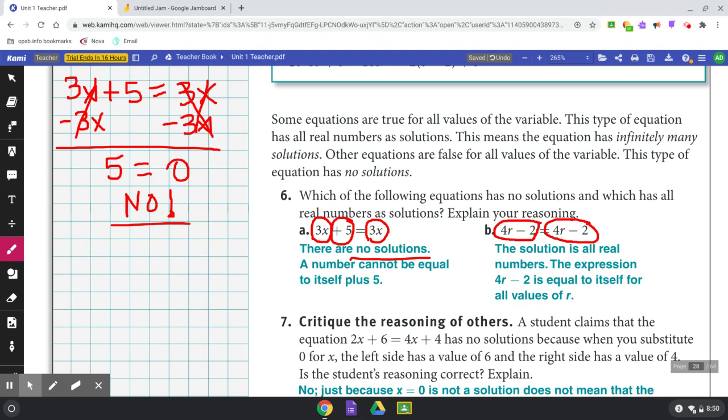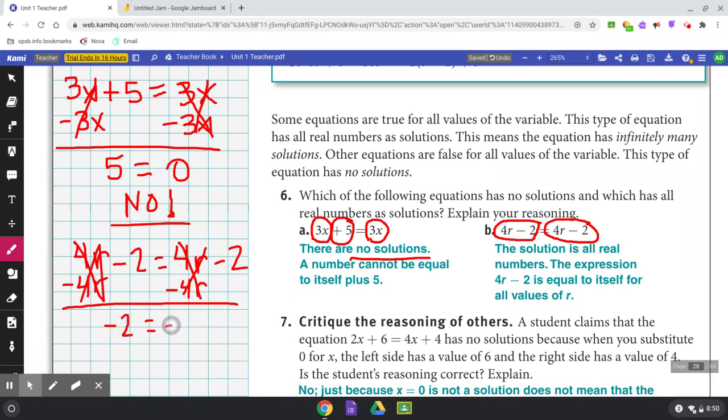I'm always going to get a true mathematical statement with the same constant on both sides. If you can't identify that, come over here to the side. 4r minus 2 equals 4r minus 2. If you continued, you would say, I need to isolate my term with my variable, so I'm going to subtract 4r from both sides. 4r minus 4r is 0. They both eliminate, and that leaves me with negative 2 equals negative 2. You're left with the same constant on both sides. Therefore, B is infinitely many solutions. It's all real numbers.